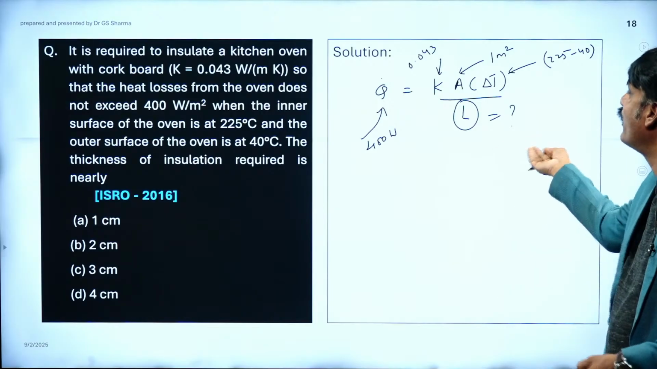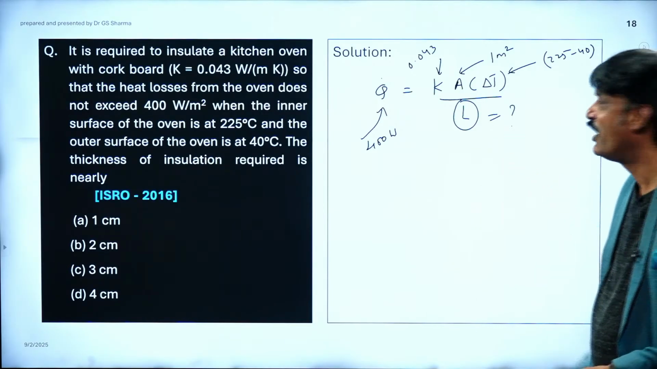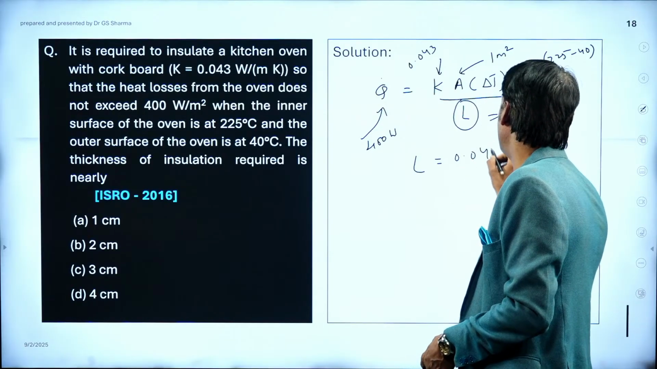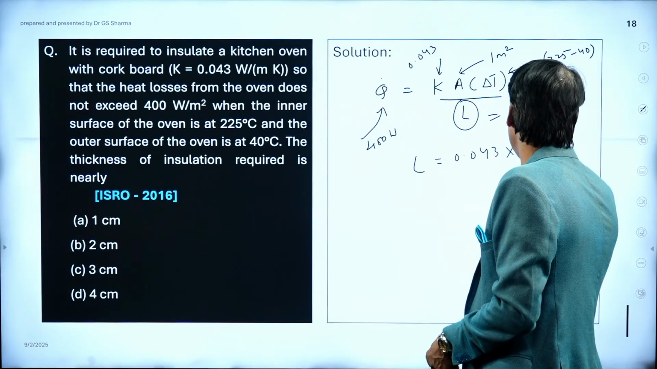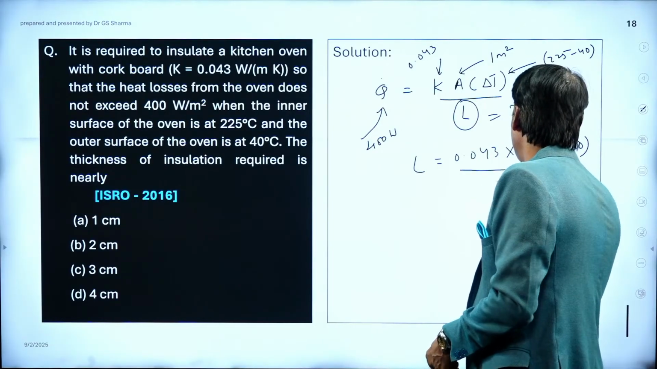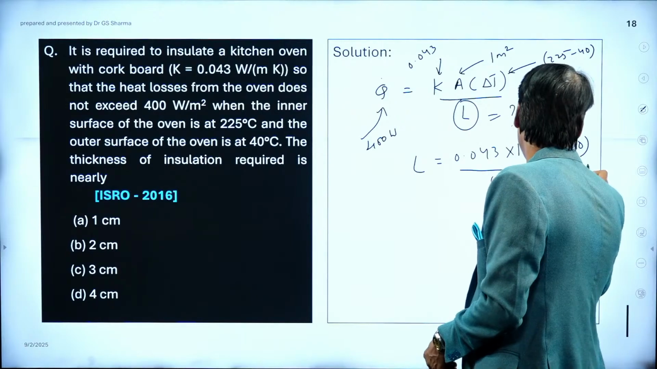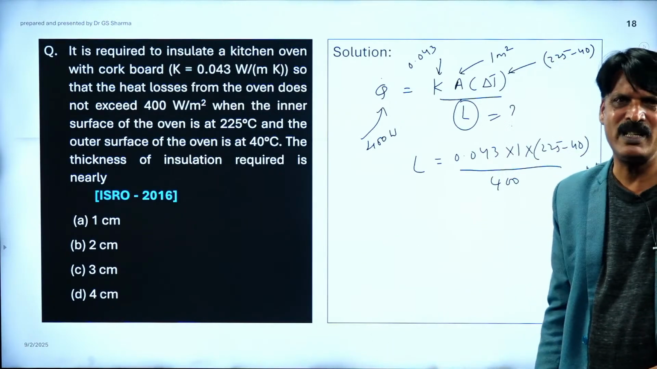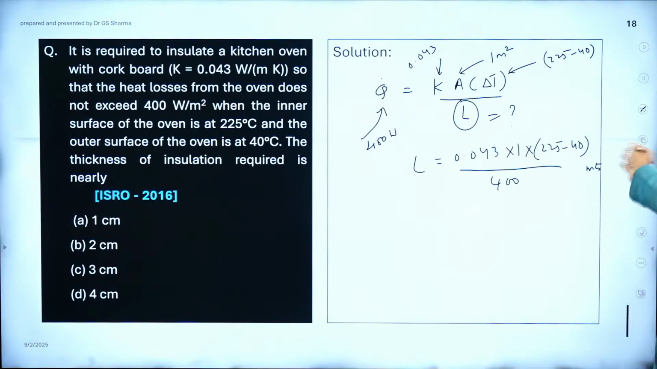So you can directly calculate from this. Your thickness value L is equal to 0.043 into 1 into 225 minus 40 divided by 400. You will get the value in meters, and try to write this in centimeters by multiplying by 100, so it is about 1.98 centimeters, you will get the value.